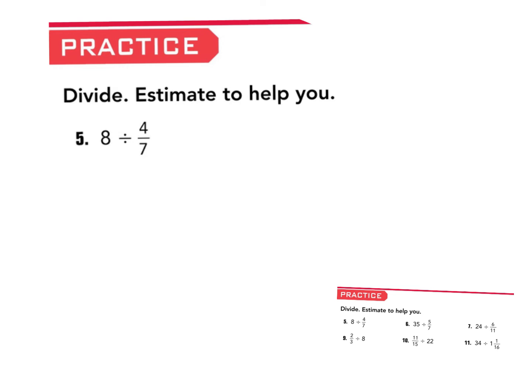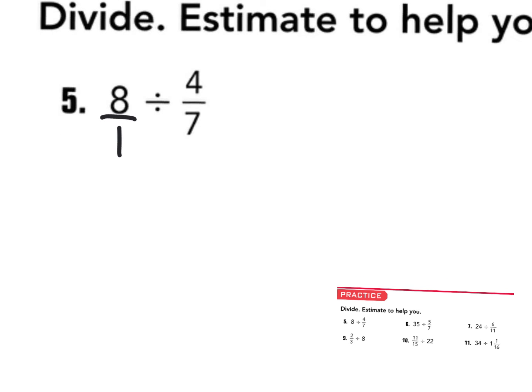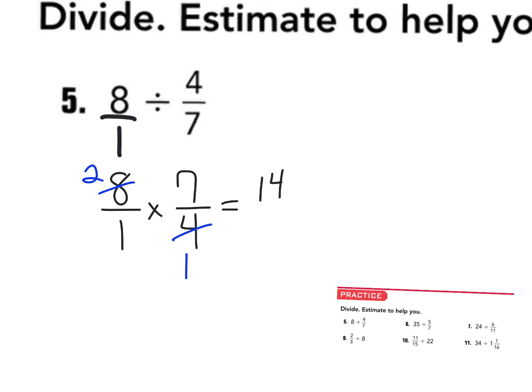So this one, number 5, they've got divide, estimate to help you. So if we're dividing this, first of all, the 8 we could put as 8/1. And now we can keep, change, reciprocal. So 8/1, this would be times 7/4. The 4 and the 8 are both divisible by 4, so if you want to reduce those, you can. Would be reduced to 1 and 2. 2 times 7 is 14. 1 times 1 is 1. 14 divided by 1 is 14.